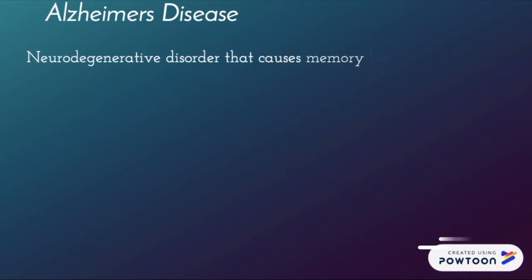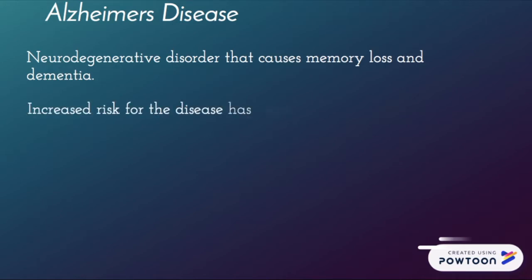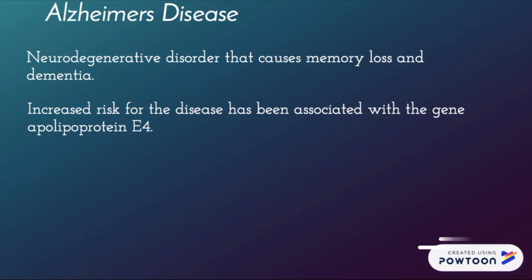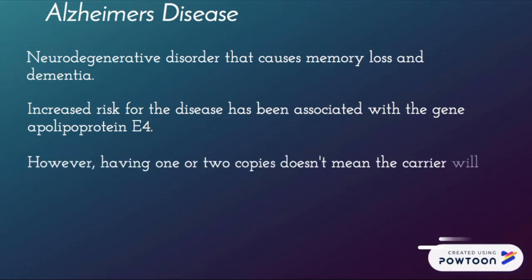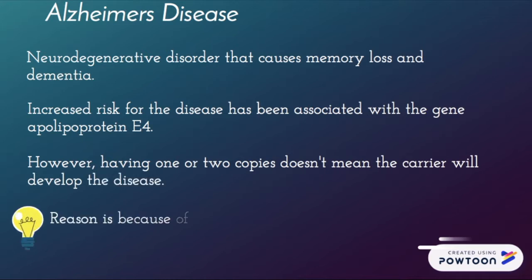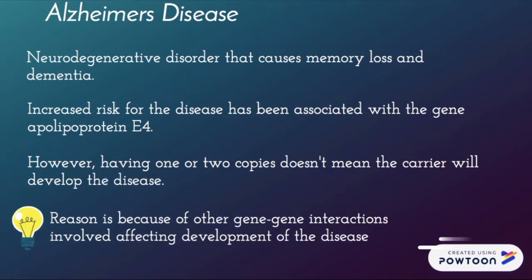Alzheimer's disease, a neurodegenerative disorder that causes memory loss and dementia. Increased risk for the disease has been associated with the gene apolipoprotein E4. However, having one or two copies doesn't mean the carrier will develop the disease.